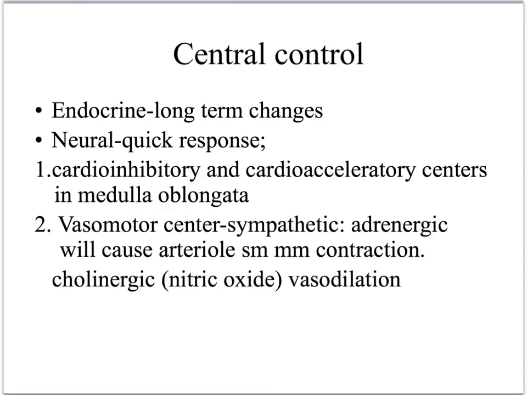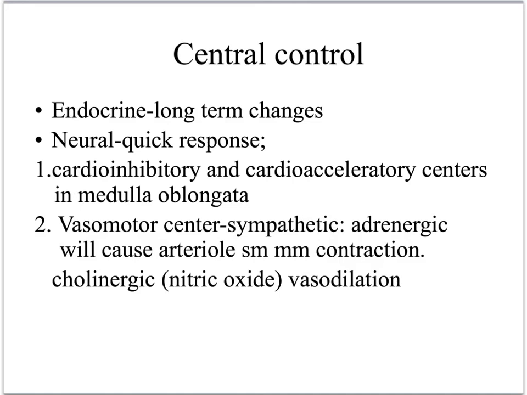And we mentioned the endocrine changes. Those take a little bit longer. We talked about, remember, the BNP and ANP and the ADH. We talked about aldosterone, angiotensin systems. We also mentioned that the nervous system has a way of controlling it. And I wanted to bring this up again to point out a couple of centers in your brainstem.